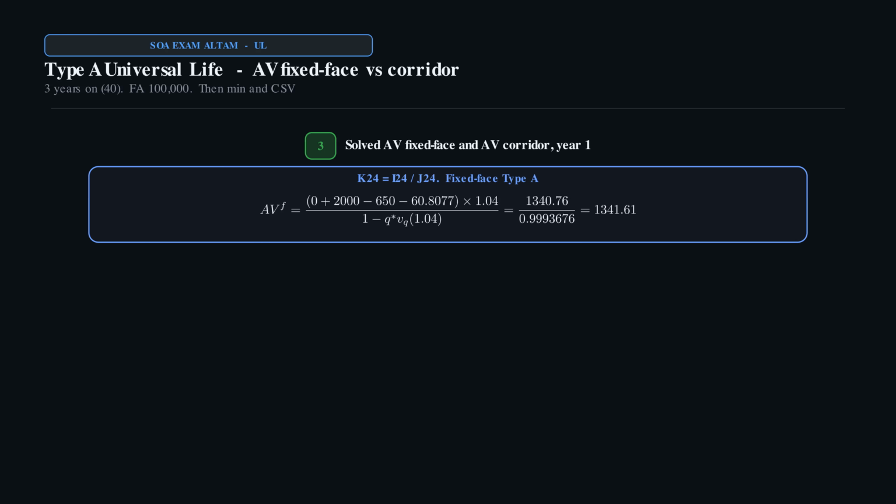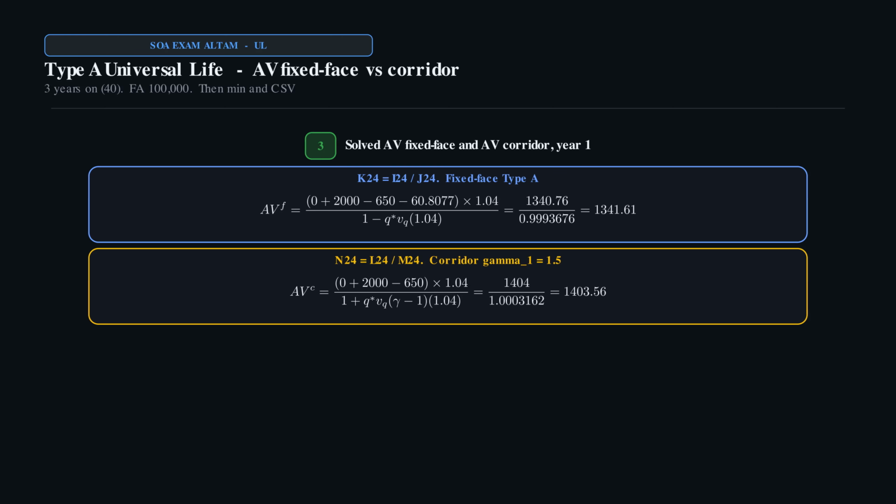Fixed face numerator is opening AV plus premium minus expense minus the COI piece, grown at 4%, 1,340.76. Divide by 1 minus Q star VQ times 1.04. AVF is 1,341.61.